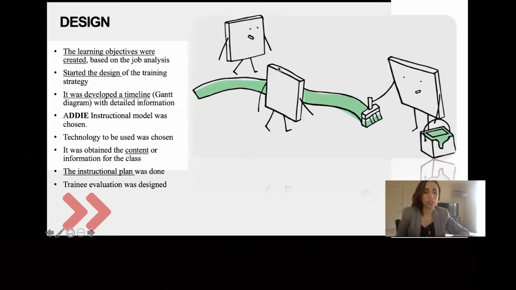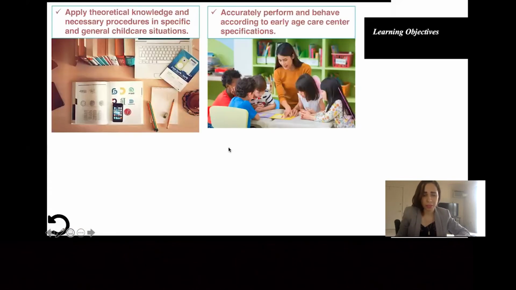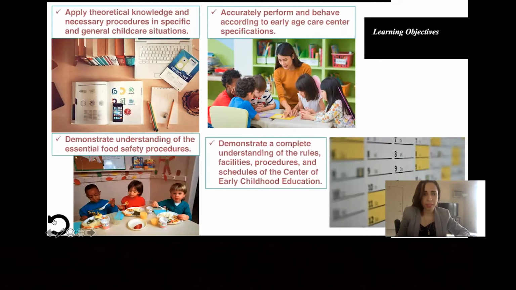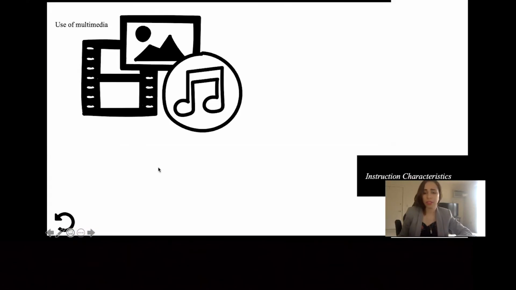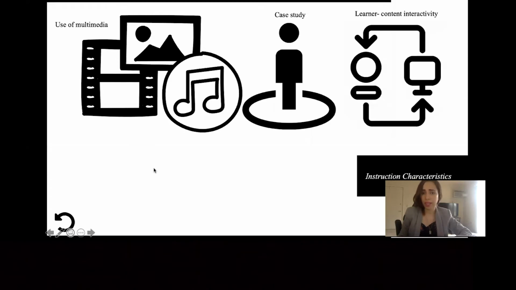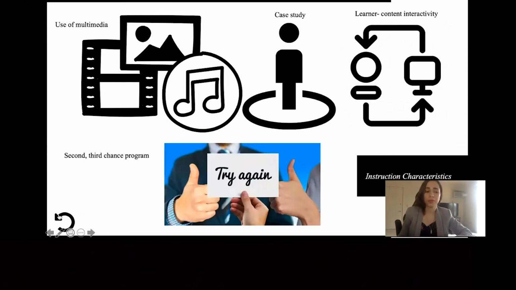The design stage: the learning objectives were found, and I started designing the training strategy. So here are the learning objectives. Basically, apply theoretical knowledge and necessary procedures in specific and general childcare situations. Some of the instruction characteristics are the use of multimedia, case study, learning content interactivity, and second, third chance program.